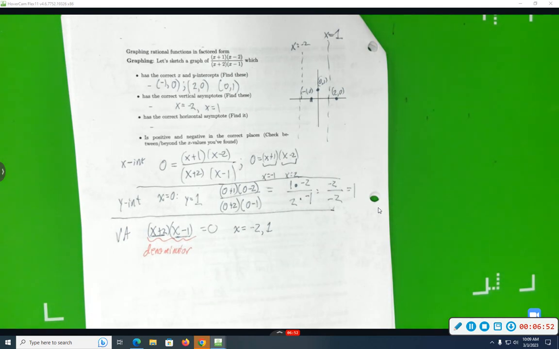All right, people feel good so far? What about the horizontal asymptote? Where is it, or how many do you find? No, that's how you find the x-intercepts.